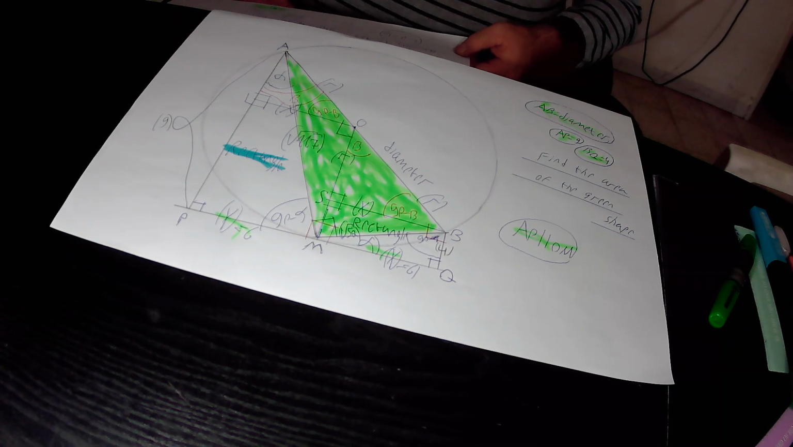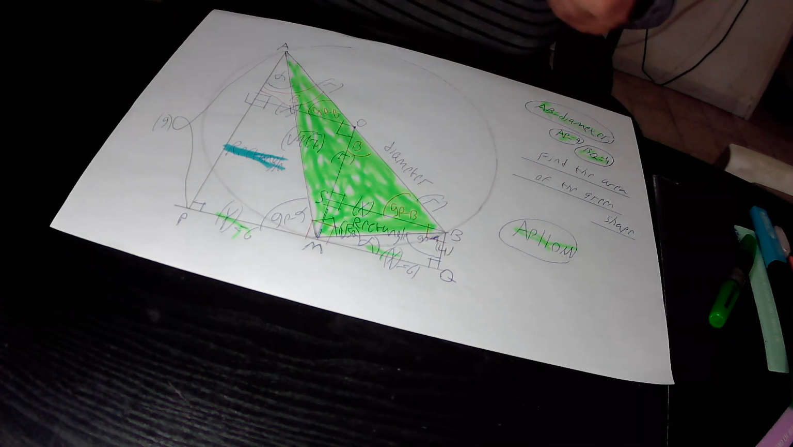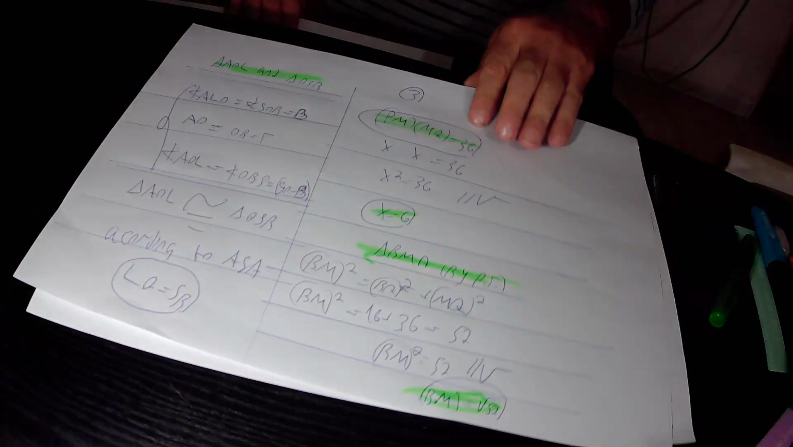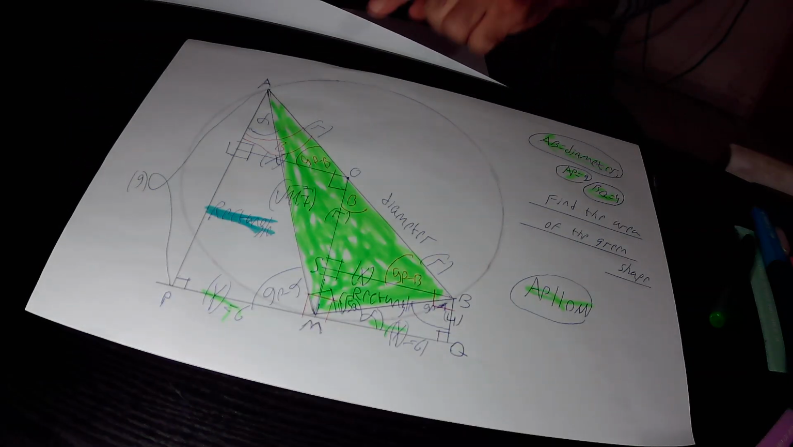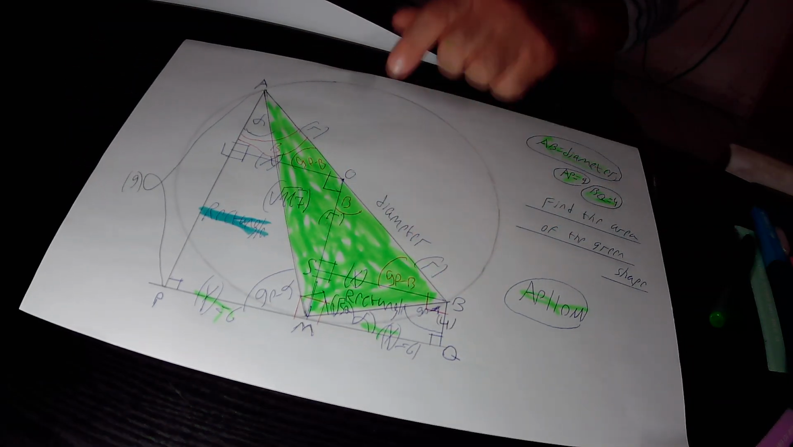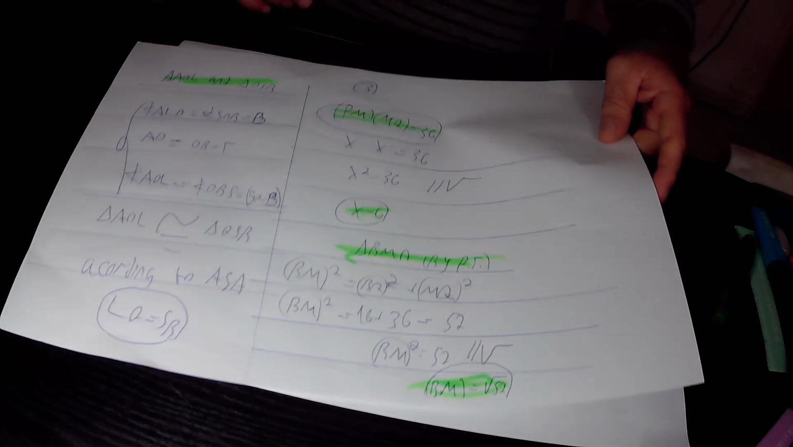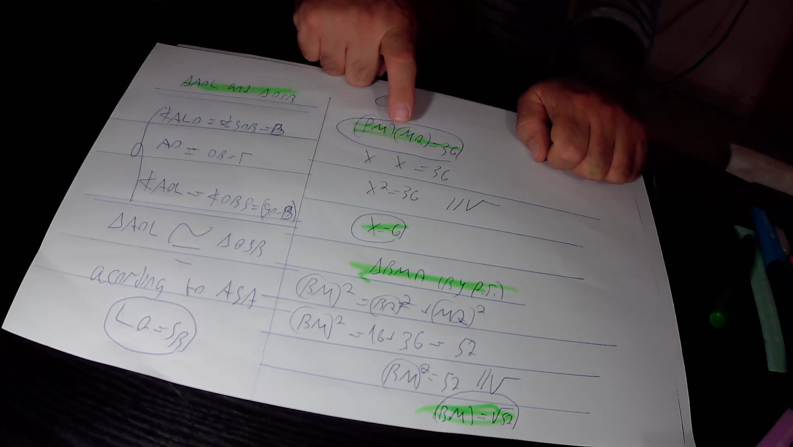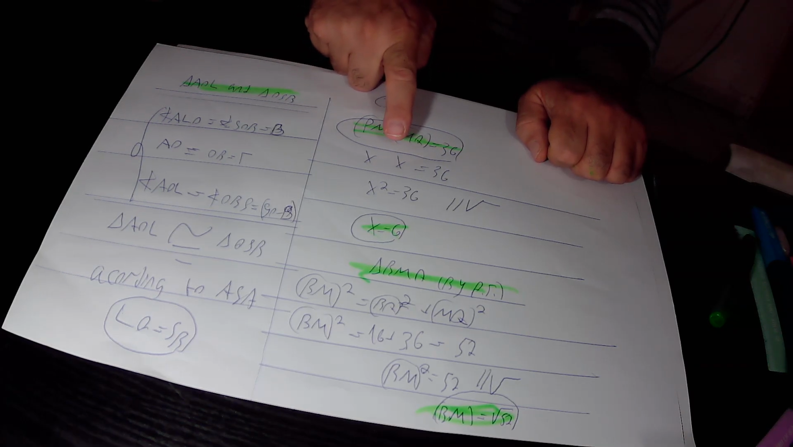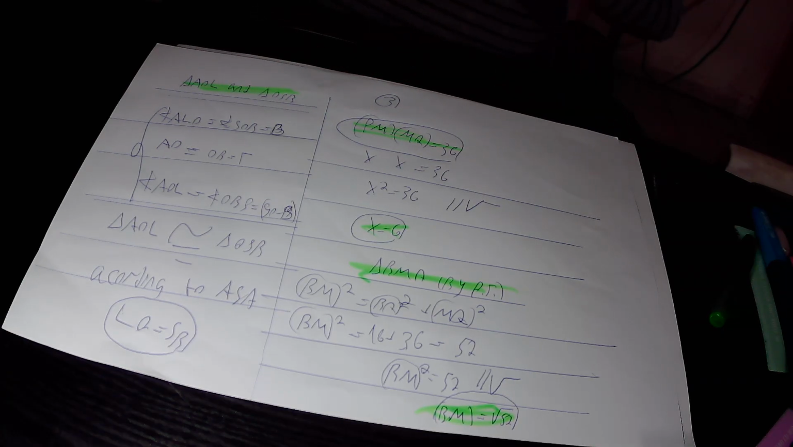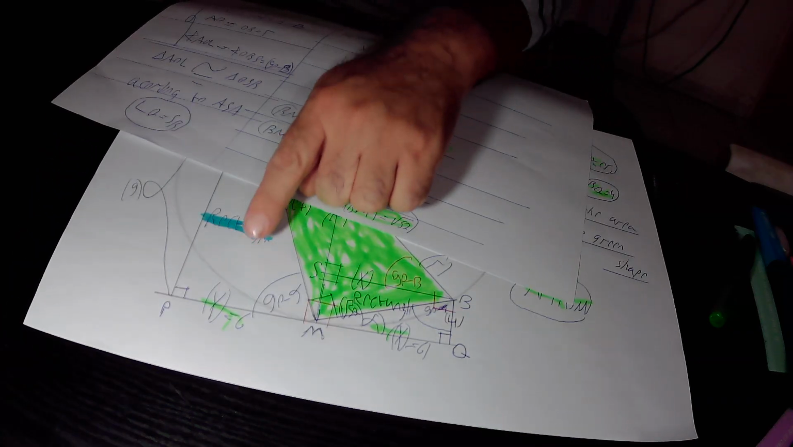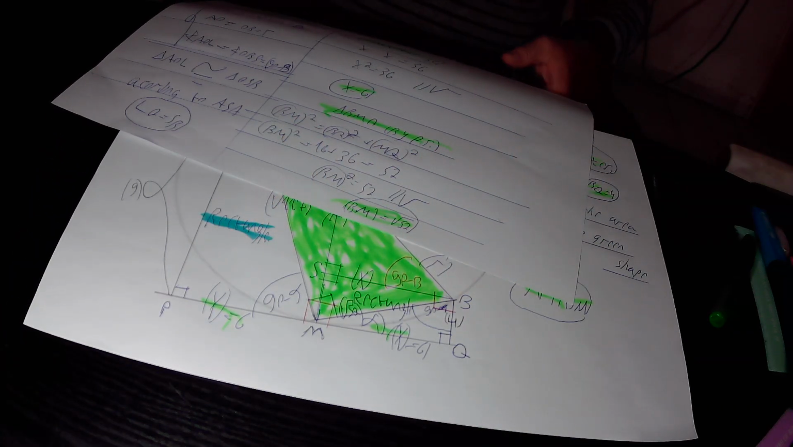We already found out that PM times MQ equals 36. PM is x, MQ is also x. So PM times MQ equals x times x, that is 36. x times x is x squared, so x squared equals 36. Taking the square root, we find that x equals the square root of 36, that is 6. So here x equals 6 and here also x equals 6.